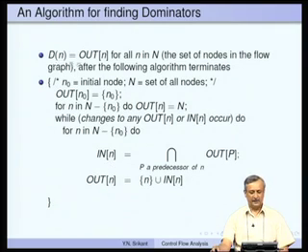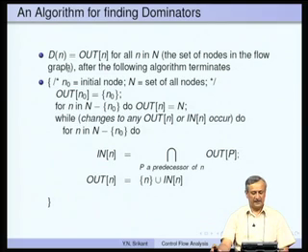So, the notation is Dn equal to Out(n) for all n in N. We compute Out(n), and that is the dominator information of n. N0 is the initial node and N is the set of all nodes. So, initialization and permanent assignment: Out(N0) is {N0}. And for n in N minus N0, Out(n) equals N; this is initialization.